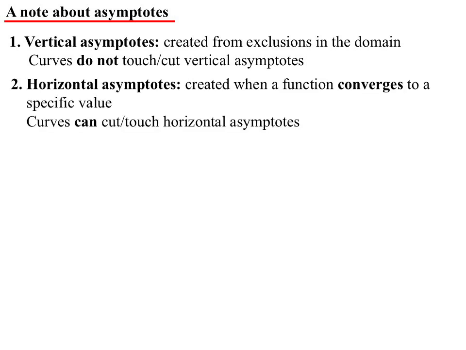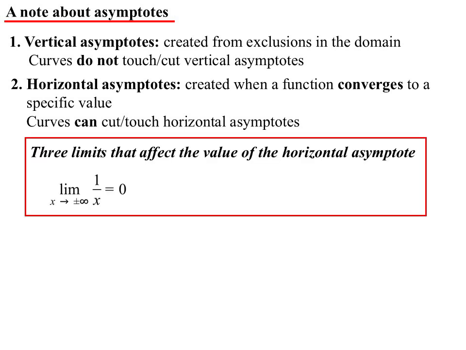Horizontal ones, that's where functions might converge to a specific value. Curves can touch horizontal asymptotes, and oblique asymptotes for that matter. There are 3 limits. Well, there's more than 3, but there's 3 special ones we like to look at which can affect the value of these asymptotes. It helps us. This idea, hyperbola. We know that our hyperbola, when we go out to positive or negative infinity, that curve's going to be approaching 0. So we know that limit.